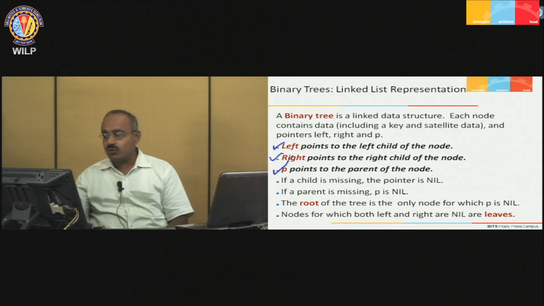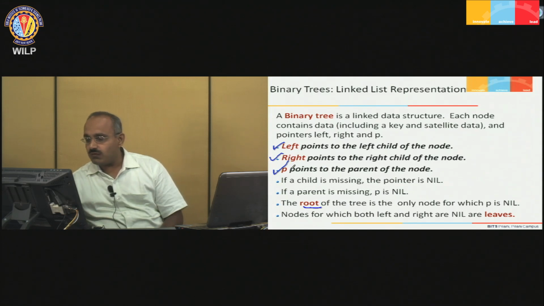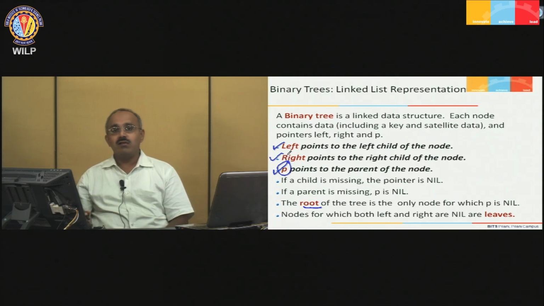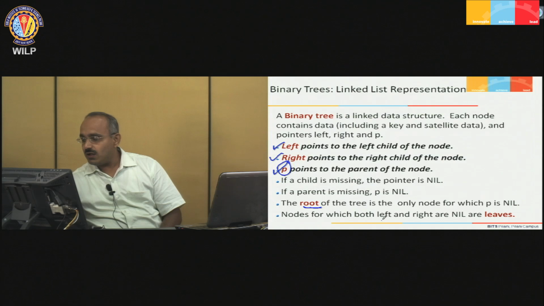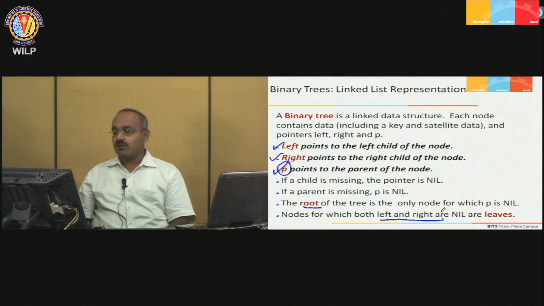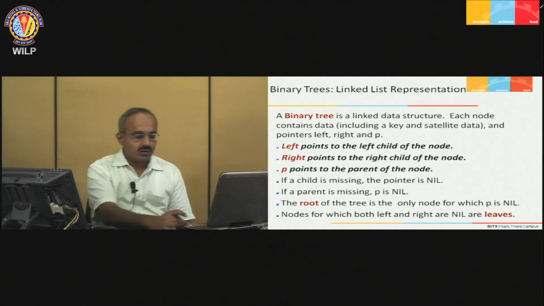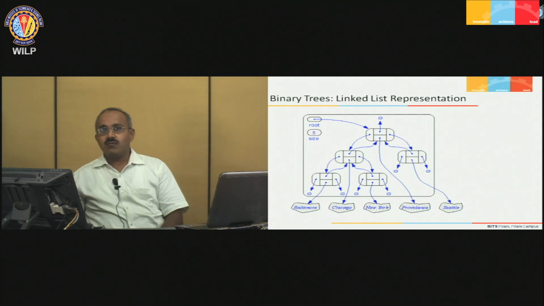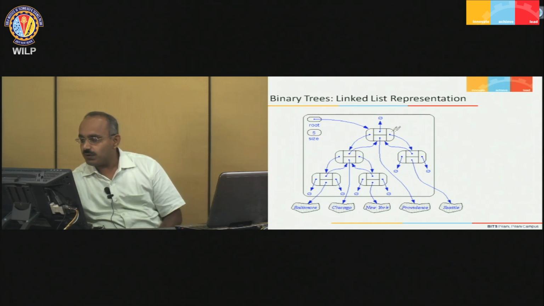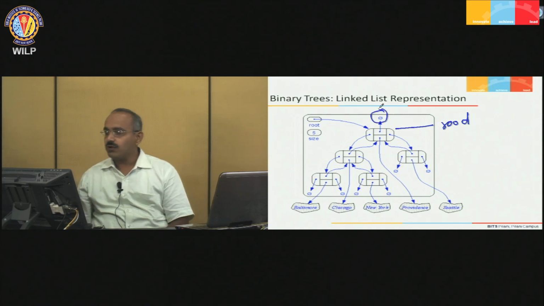The only node, the root, is going to have a parent pointer as null, and the leaves will have the left and right pointers as null. So, using this convention, we can look at the following example. This is a particular node, this is the root node, its parent is pointing to a null pointer.